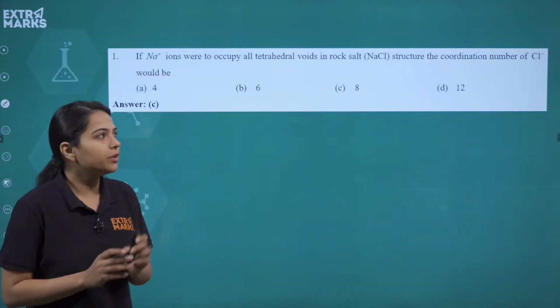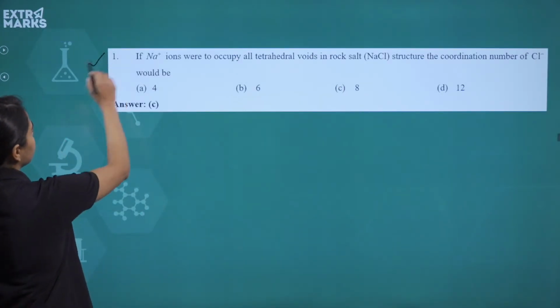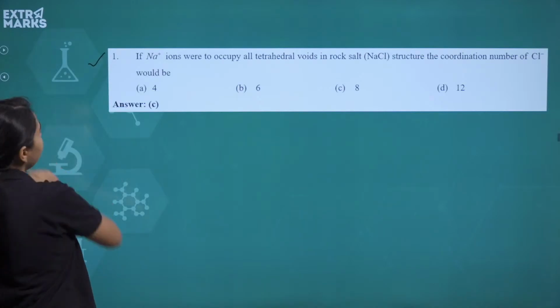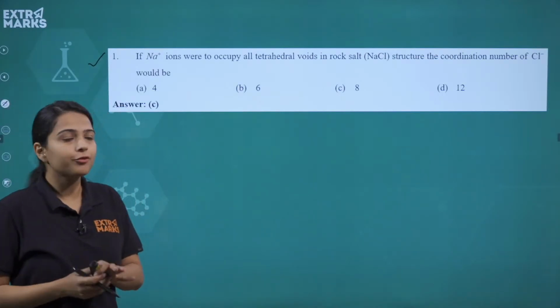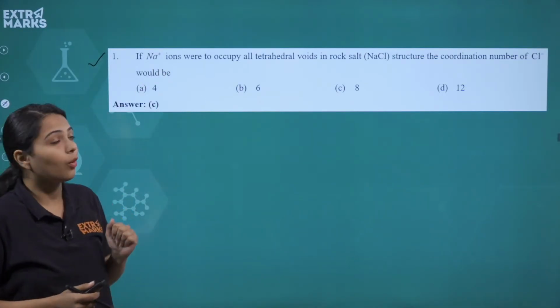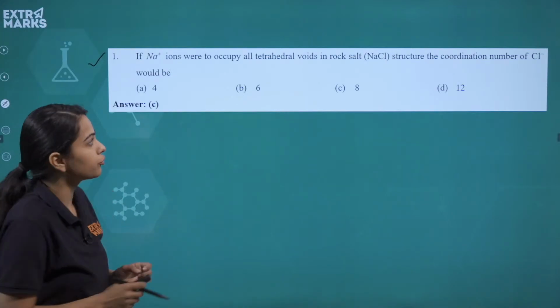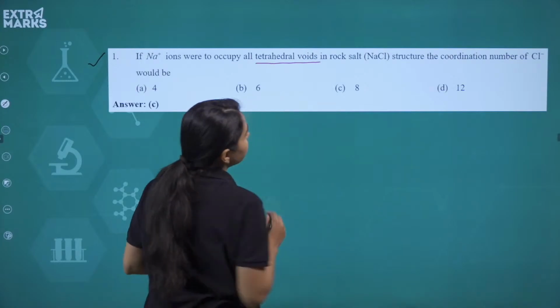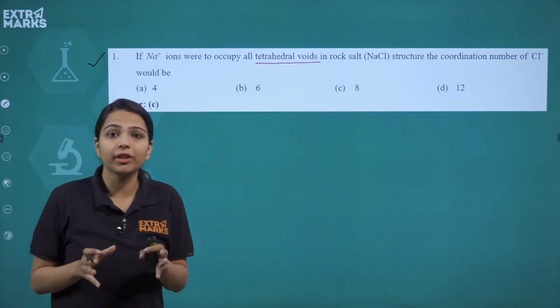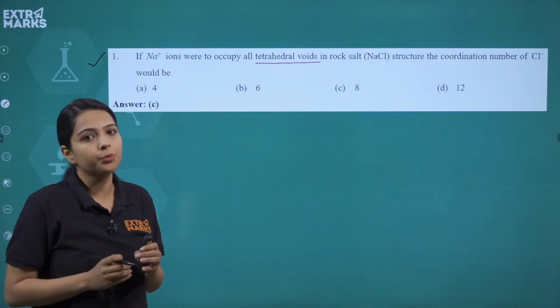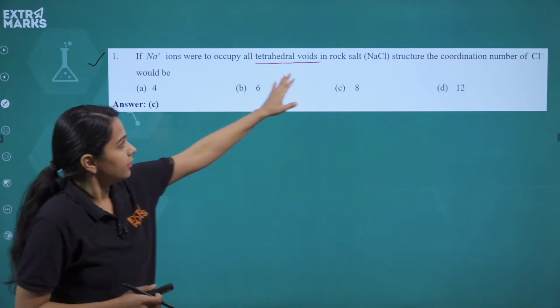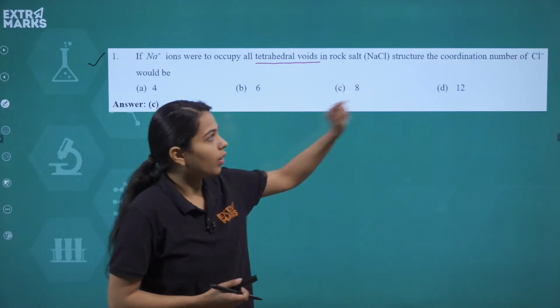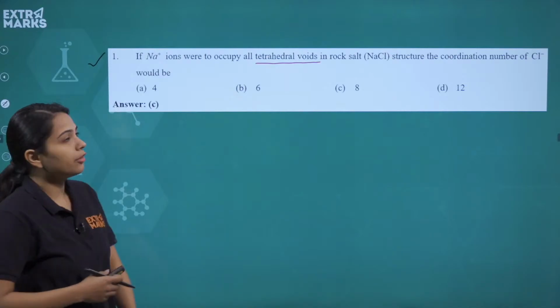Starting with the very first question, question number 1. If Na+ ions were to occupy all the tetrahedral voids in rock salt, what are the positions of tetrahedral voids? Two on each body diagonal. Rock salt is the NaCl structure. The coordination number of Cl- would be what?